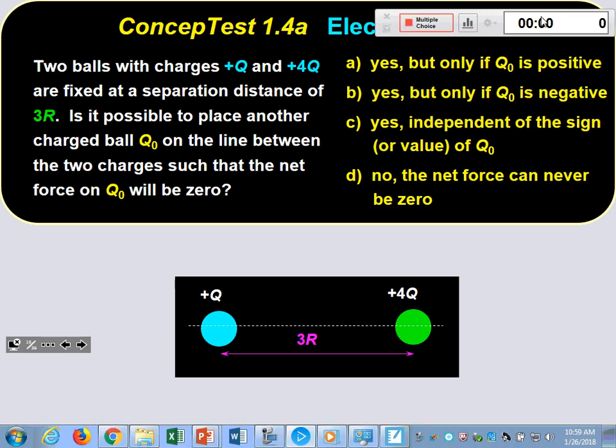Oh, I like this question. I have two charges, plus Q and plus 4Q. Can I put a third charge somewhere in between here so that the force on that third charge is equal to 0? Can I do that? This isn't possible. And if it is possible, what about the sign of that charge? Positive, negative, what? So can I place a charge where the net force on that charge is 0? Think about how the forces add up.